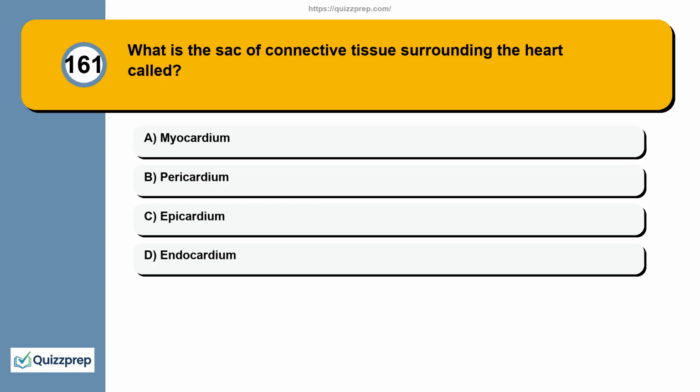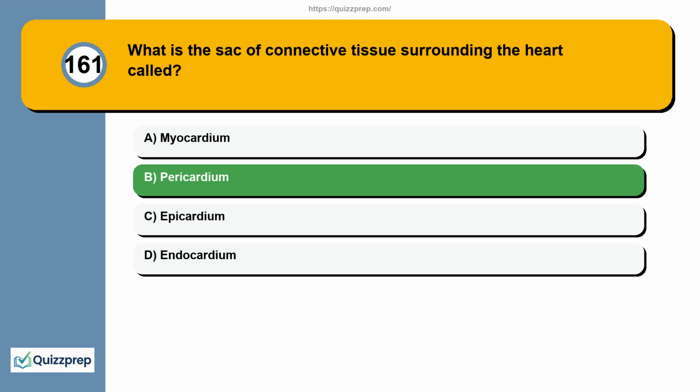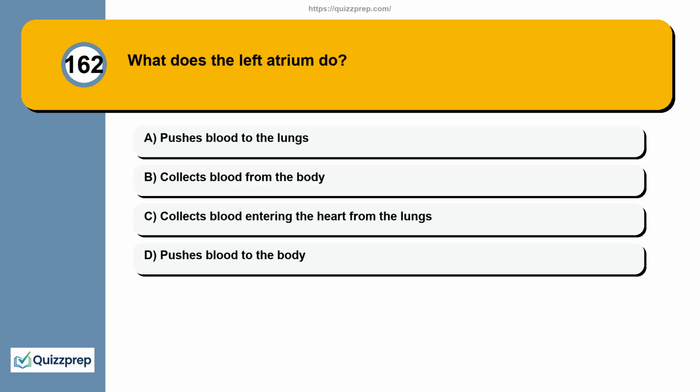4. Question 161. What is the sac of connective tissue surrounding the heart called? Option A, myocardium. Option B, pericardium. Option C, epicardium. Option D, endocardium. The correct answer is option B, pericardium.